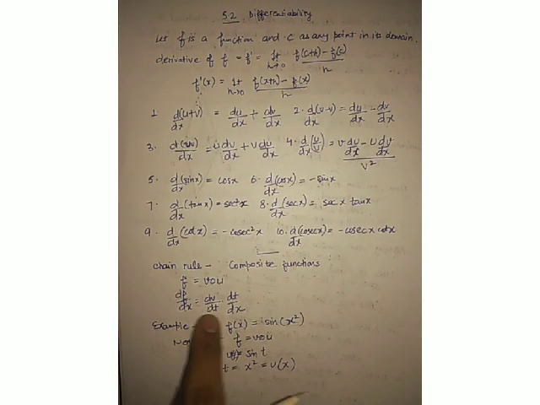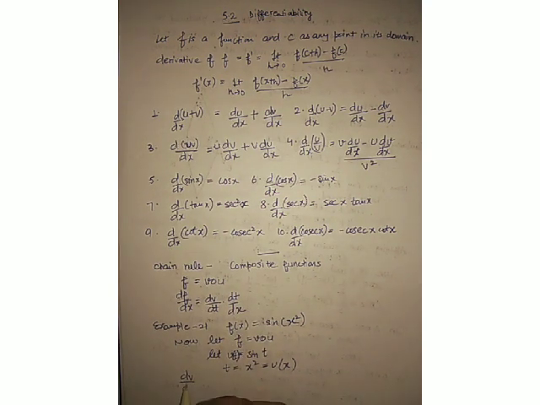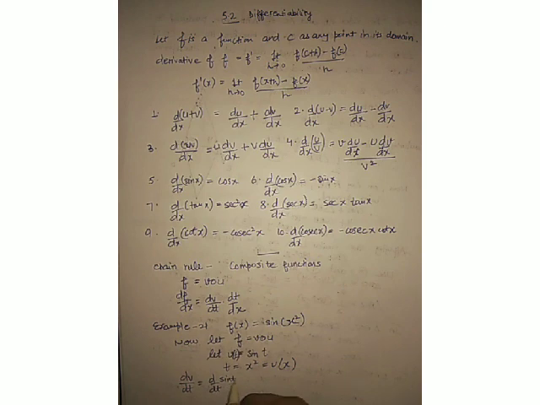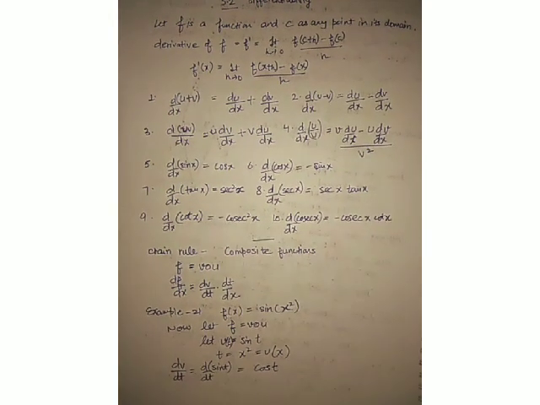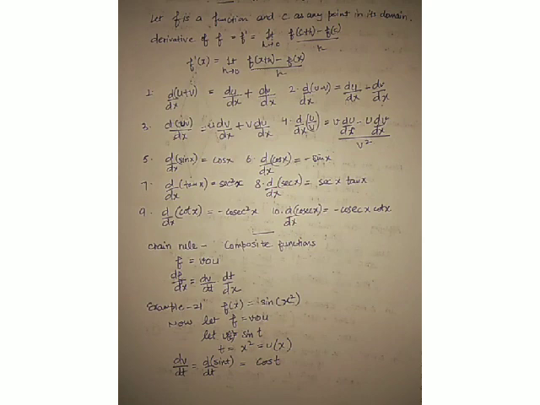What we have to find? We have to find dv upon dt and dt upon dx. So firstly we will find dv upon dt. What's v? That is sine t. So we will differentiate sine t with respect to t. The differentiation of sine t will be cos t. Clear? Now we have found dv upon dt.